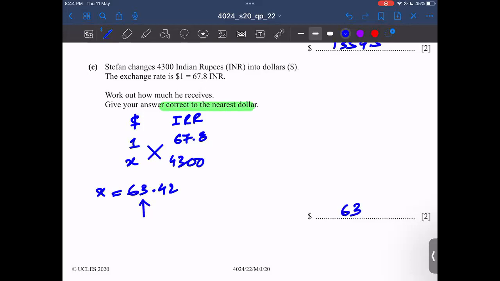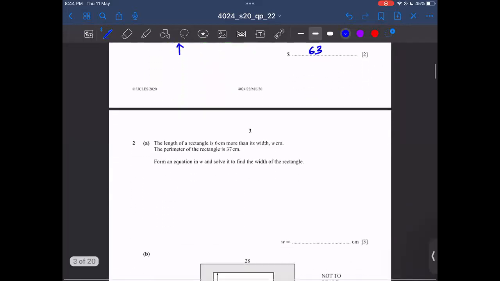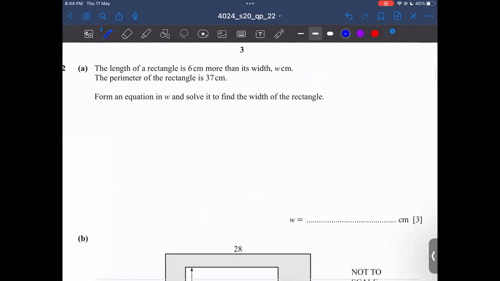To the nearest dollar. Now in question number 2, it says the length of a rectangle is 6 centimeters more than its width, W. So we just make a small rectangle.